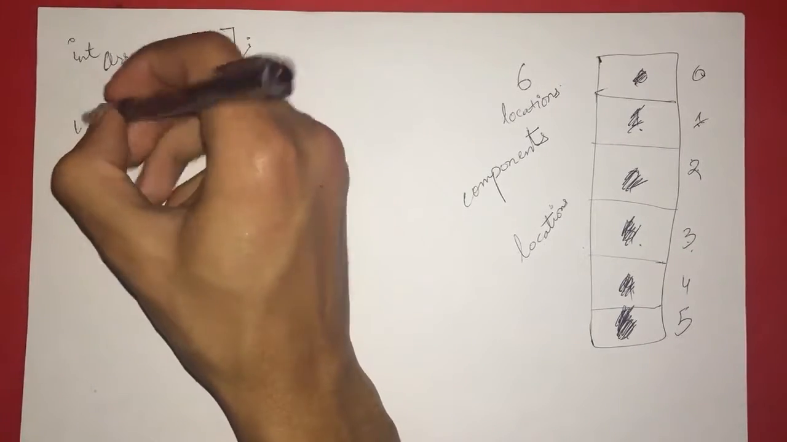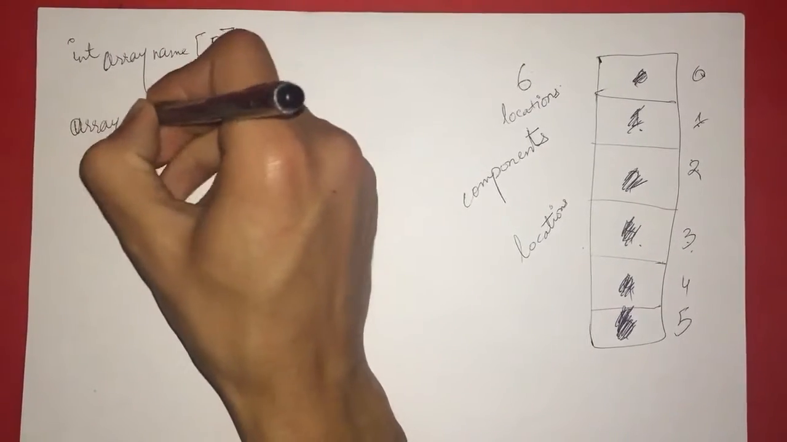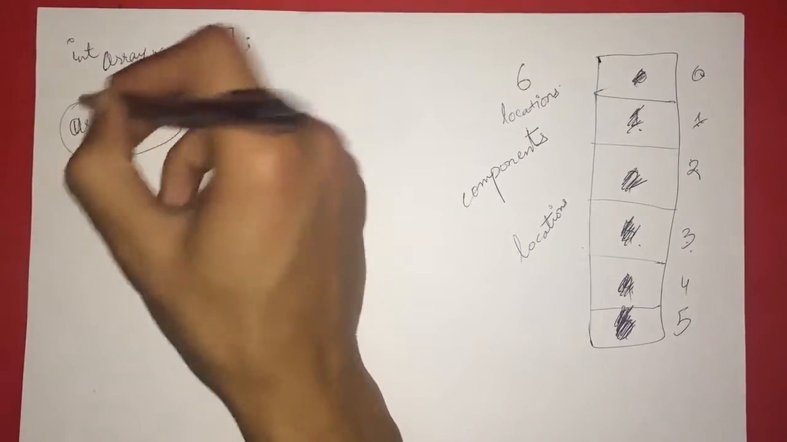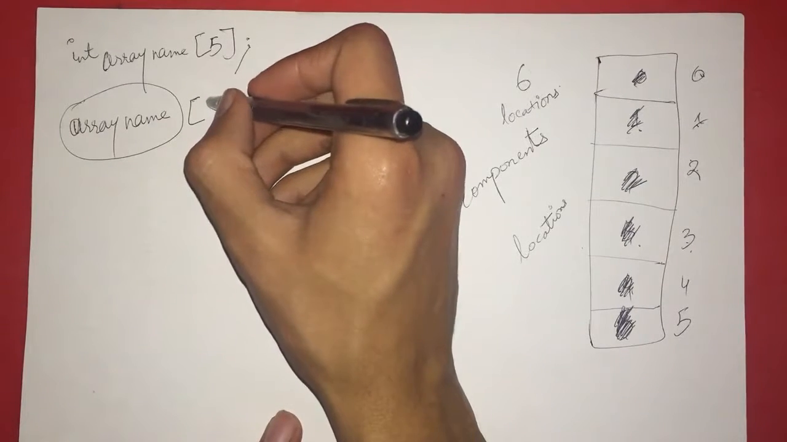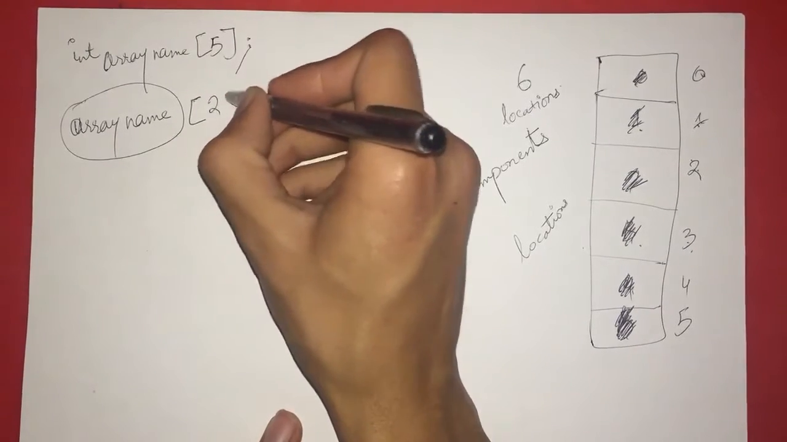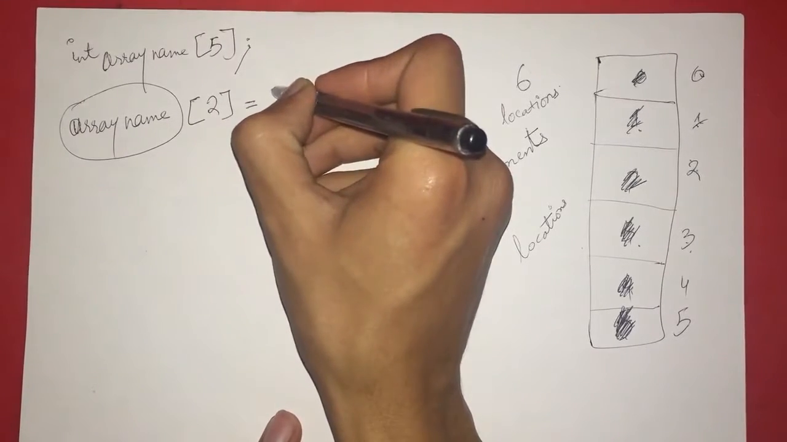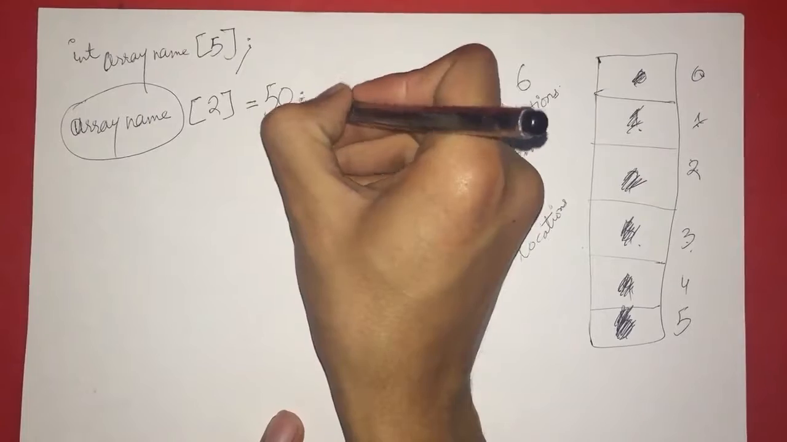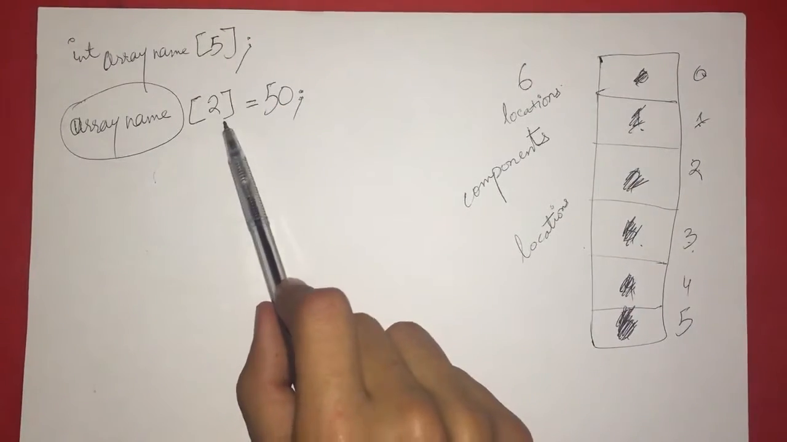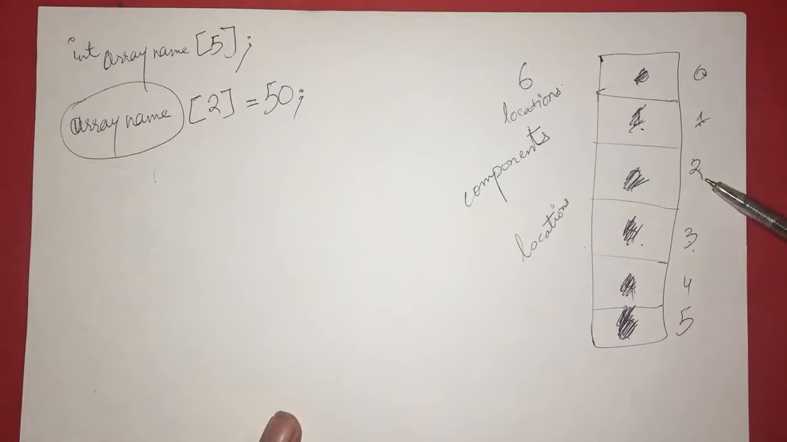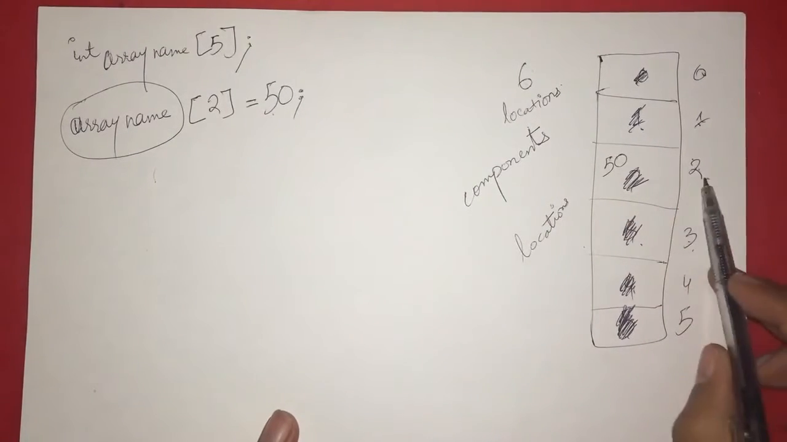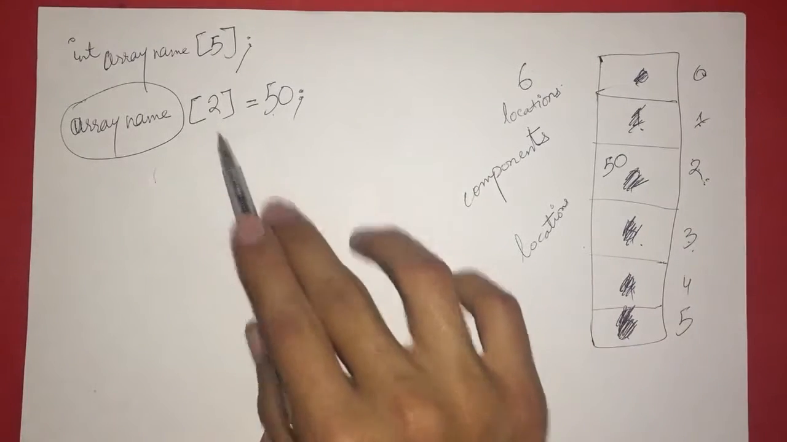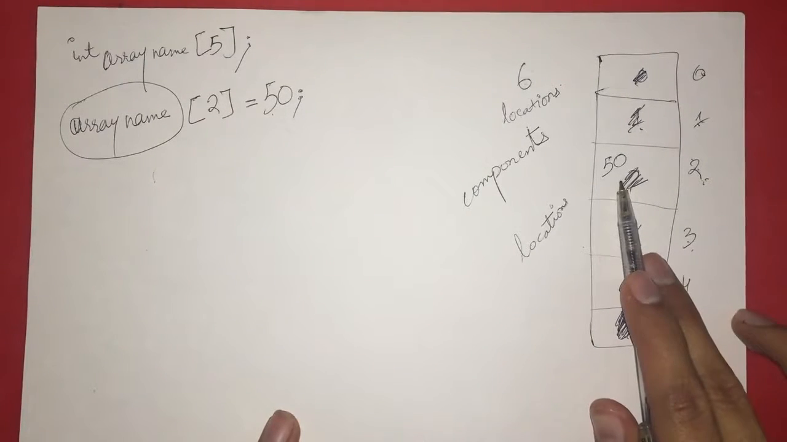So if I want to access a specific component of the array, I'm going to write the array name. This right here is the array name. And then if I want to access the array component 2, I would say array 2 equals 50. So what this means is that in the third location of the array, the number 50 will be stored, because it's 2, so 2 will be 50.